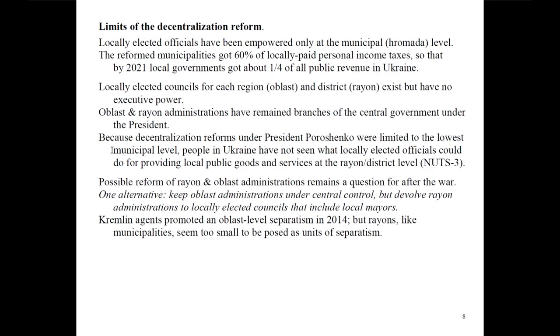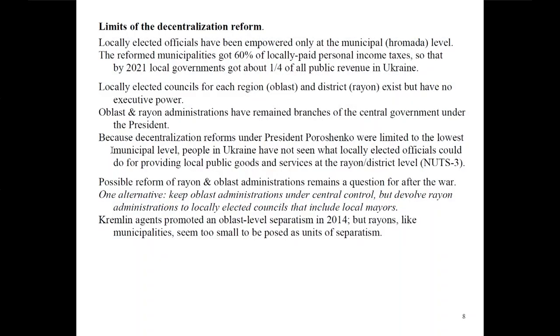I should say more about the extent and limits of decentralization reform in Ukraine, because you need to understand that. Locally elected officials have been empowered only at the hromada level, and as I said, there are about 1,400 hromadas in Ukraine. That includes Kyiv as one city, one community, but many of them are smaller than 10,000 people. The fiscal reform that gave a hard budget constraint to these municipalities, which was absolutely vital to the success of the reform, is that 60% of the locally paid personal income taxes go to the municipalities, so that by 2021, local governments were getting about a quarter of all public revenue in Ukraine. And that hard budget constraint is why it worked.